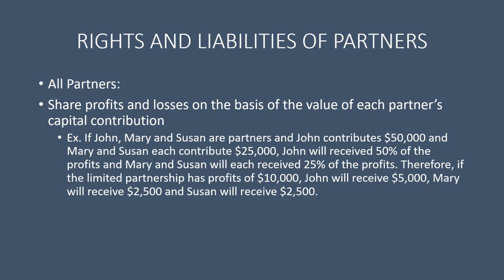So, as an example, if the limited partnership has profits of $10,000, John will receive $5,000, 50% of $10,000. Mary will receive $2,500, 25% of $10,000. And Susan will also receive $2,500. Again, 25% of $10,000. So this is the one entity where the default rule is different for how the owners share profits and losses.